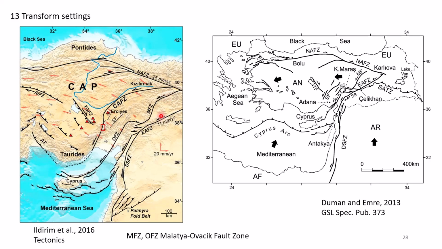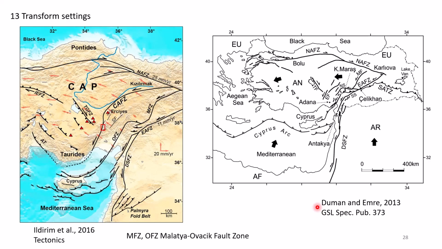Both of them are sinistral, but if you have a right bend in a sinistral fault zone, you will find that this creates a restraining bend. And it is this restraining bend along which the 7.5 magnitude earthquake in the afternoon of the 6th of February took place. This map comes from Yıldırım et al. 2016, obviously a study predating the major earthquake in 2023.